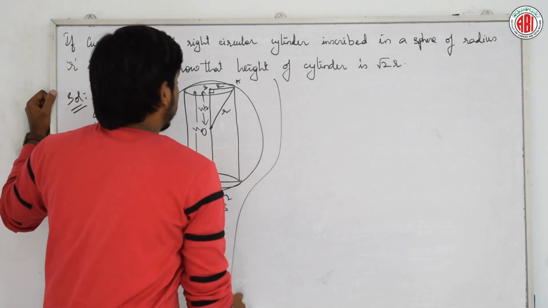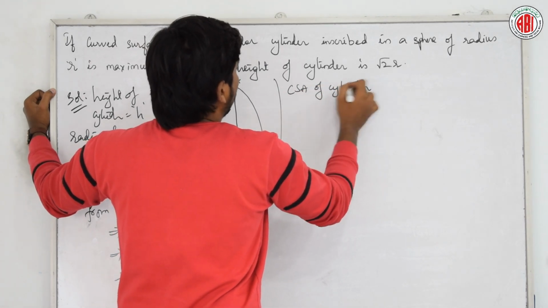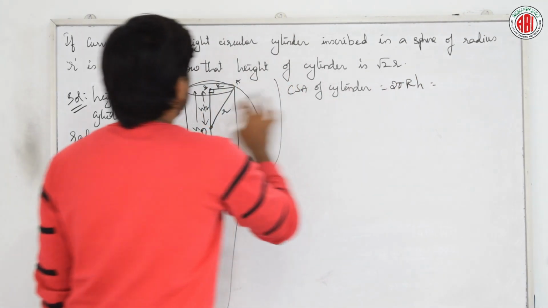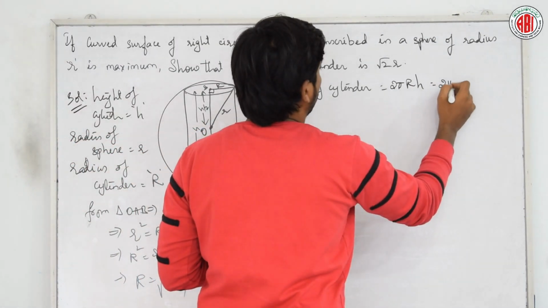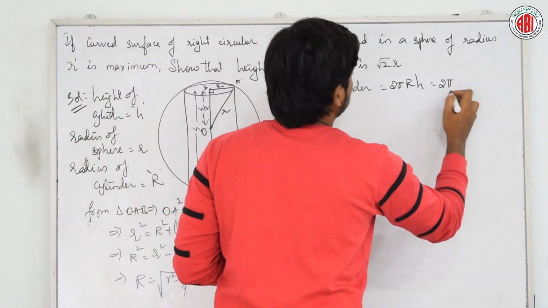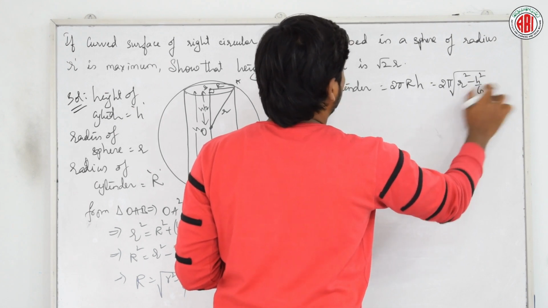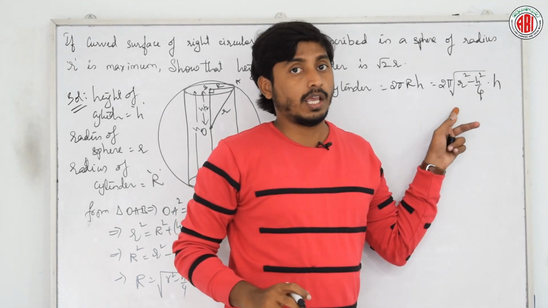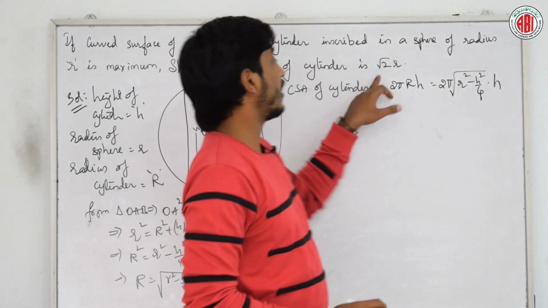Now let us take CSA of cylinder. What is the formula of CSA of cylinder? 2 pi r h. What is this r? Radius of the cylinder. That is 2 pi. What is r? Tell me. Under root r square minus h square, that is under root r square minus h square by 4 into small h. Clear? Is it okay?